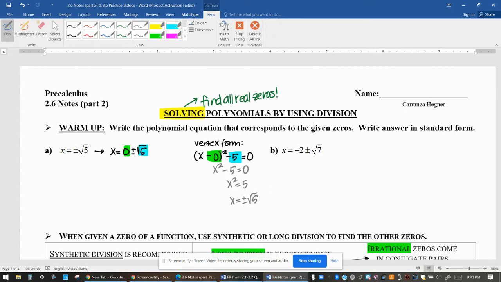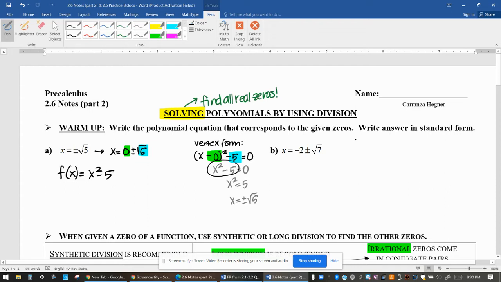So once I know what the factors used to be, or what it looked like before it was solved and set equal to 0, you can go ahead and multiply it out. But think about it. X squared minus 5, there's nothing to multiply out. So your polynomial is just x squared minus 5.